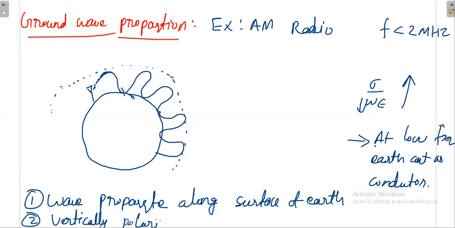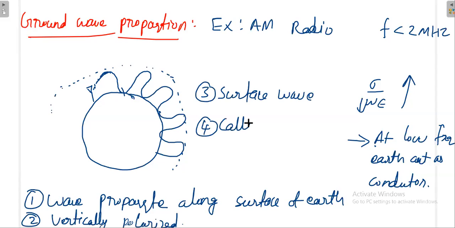Vertically polarized. Then again, this is called surface waves. This is also called surface wave propagation, or also called medium wave propagation, because you know the frequency range is under the medium frequency range.